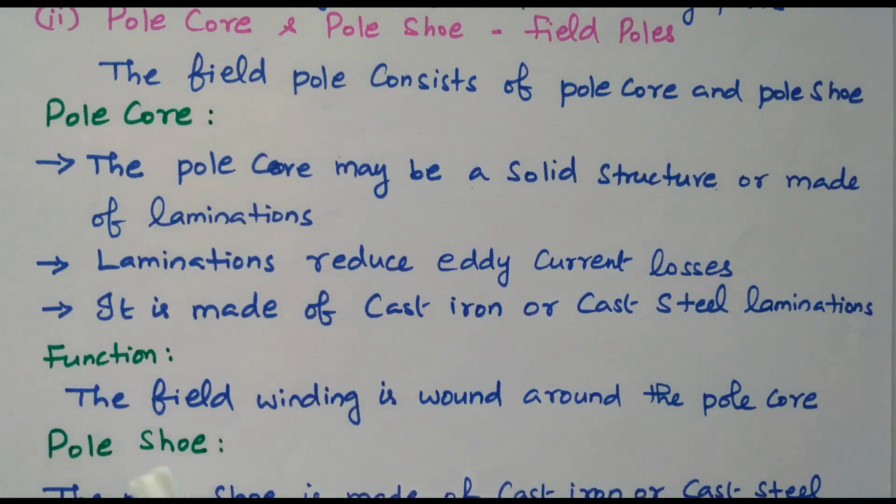So, what is the function? The field winding is wound around the pole core. So, the winding is placed in the core. Pole core means the place to put the windings. So, it will carry the field winding.